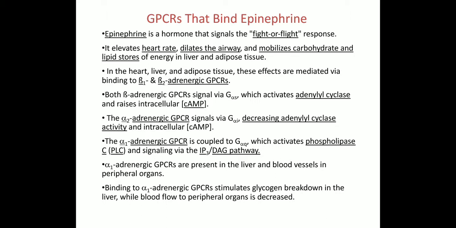Epinephrine bound to the beta adrenergic receptors on the heart muscle cells increases the contraction rate, which increases the blood supply to the tissues. In other cases, epinephrine stimulation of beta adrenergic receptors on smooth muscle cells of the intestine causes relaxation.